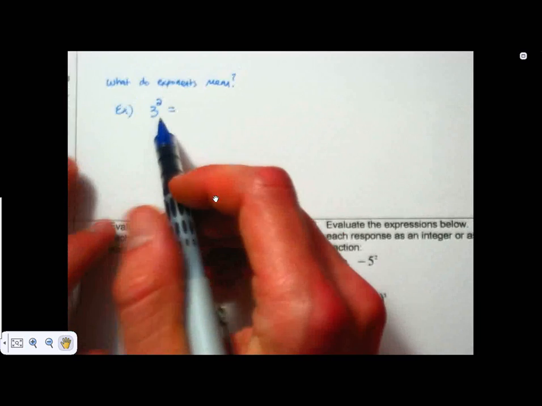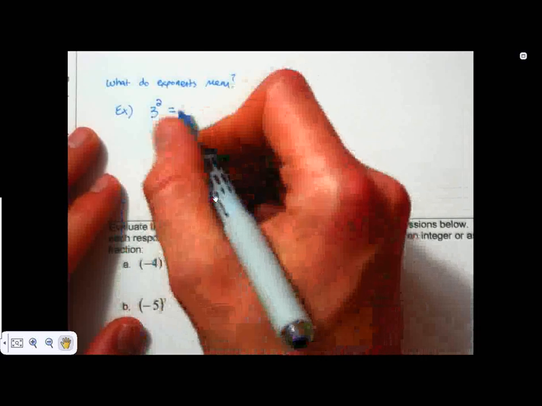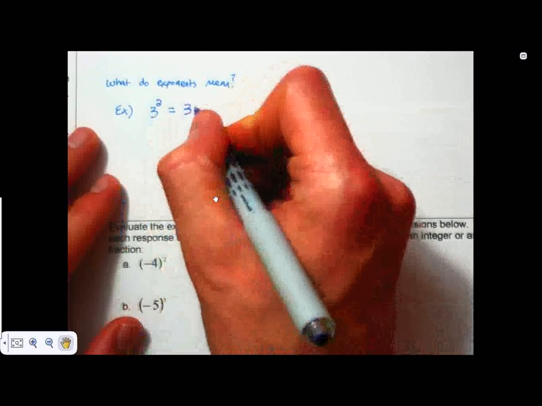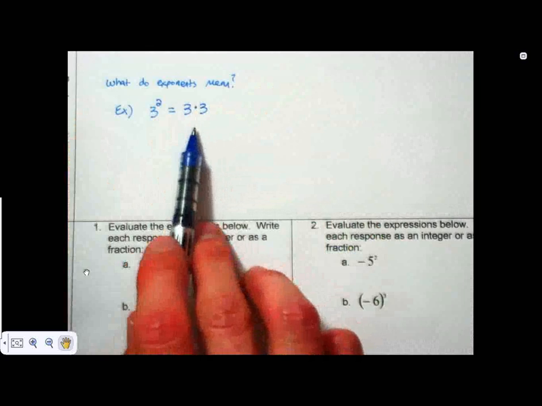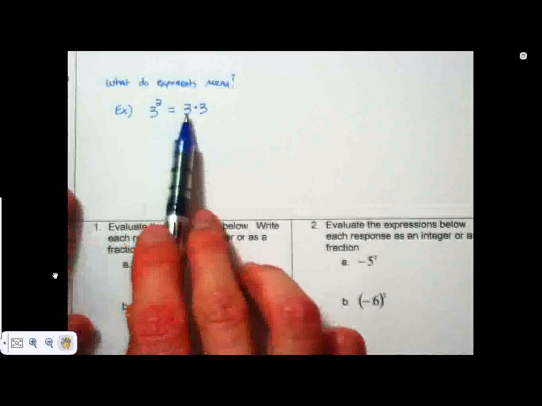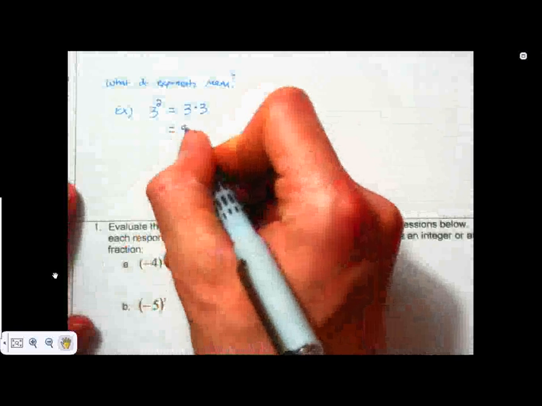So I put an example down, 3 squared. Well, what that tells me is that I'm supposed to multiply 3 by itself so that I have 2 factors of 3. Okay, 3 squared is 3 times 3. So my answer then would be 3 squared is equivalent to 9.